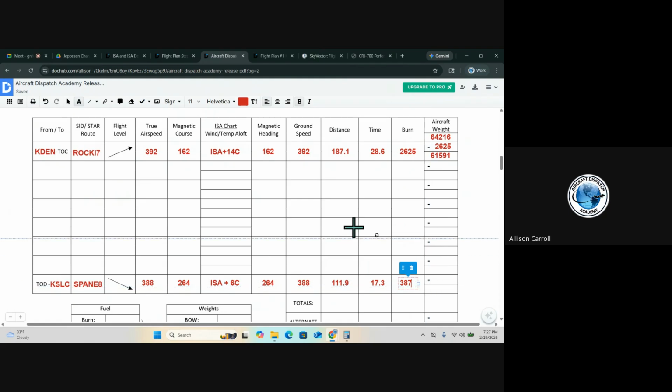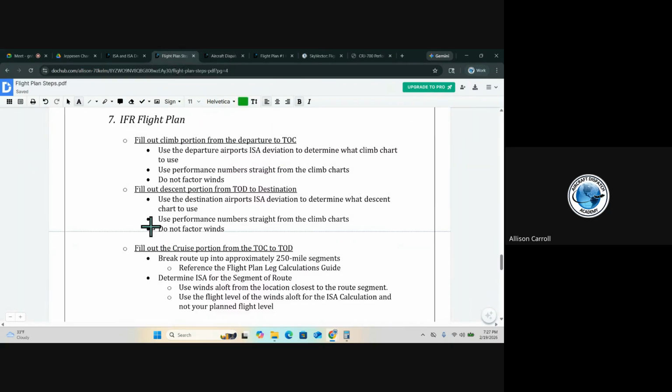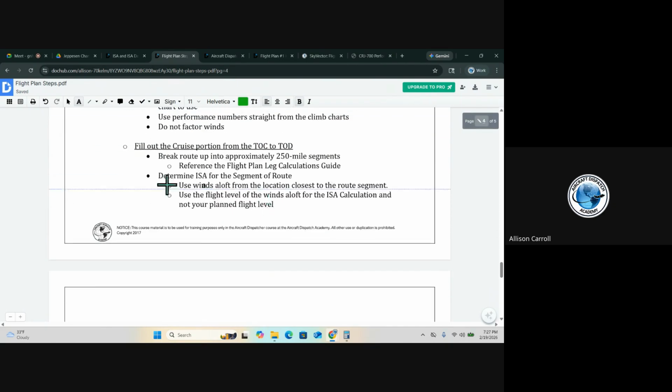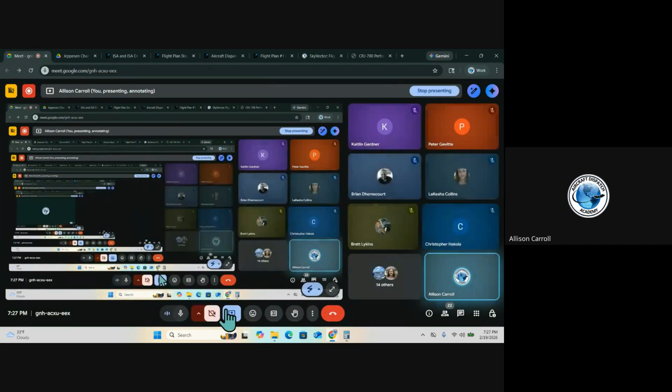Now, we just filled out climb and we just filled out descent. The next portion is our cruise portion. This is where we are going to start when we come back from dinner, because you guys need a break.